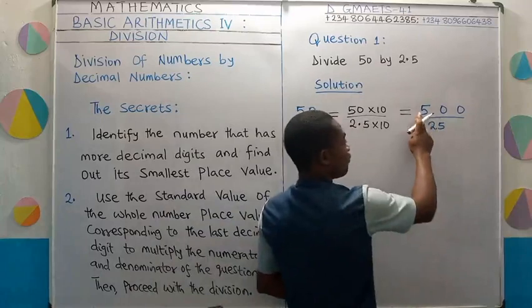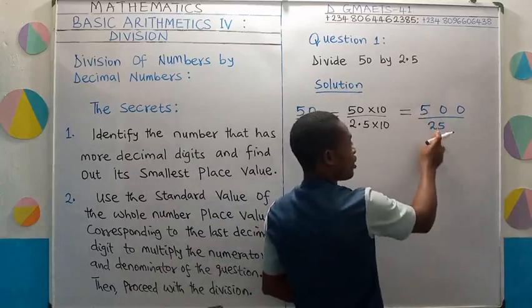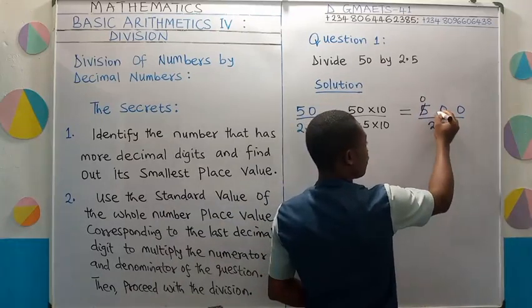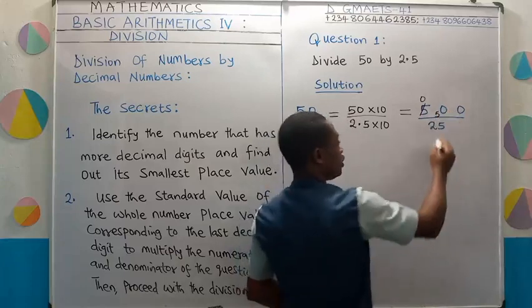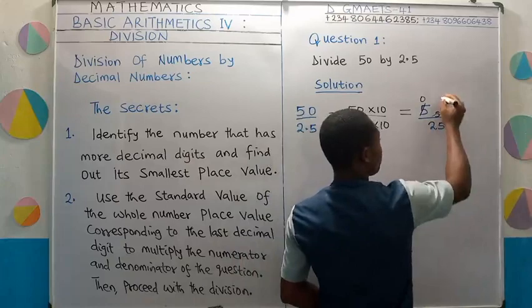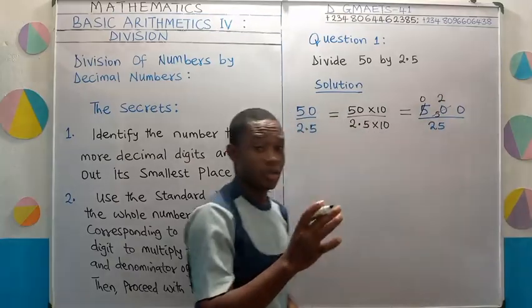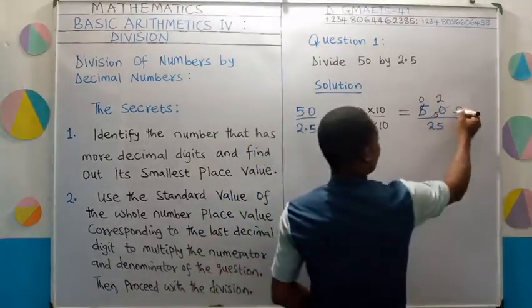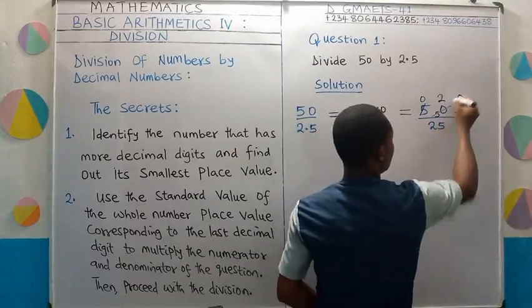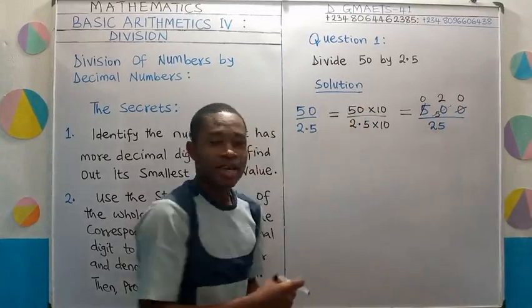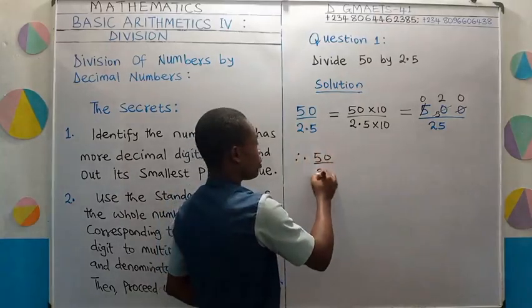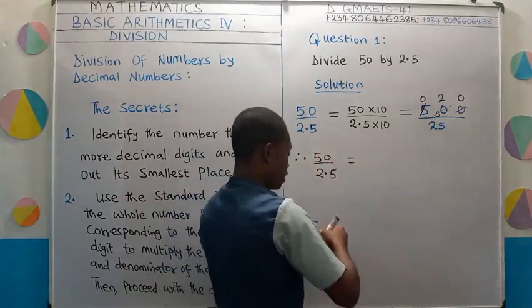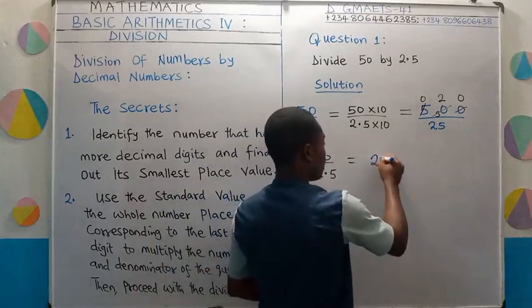Going by this, we start with this 5. 5 divided by 25 is 0 remainder 5. So attach the 5 to this 0 here, and then you get 50. 50 divided by 25 is 2 times, exactly, no remainder. Then 0 divided by 25 is 0. And my answer is 20. I can now conclude 50 divided by 2.5, my answer is equal to 20.